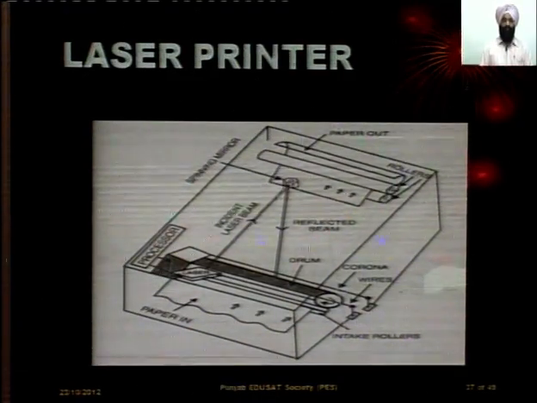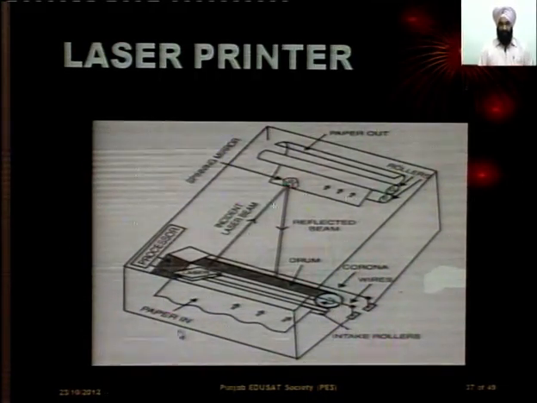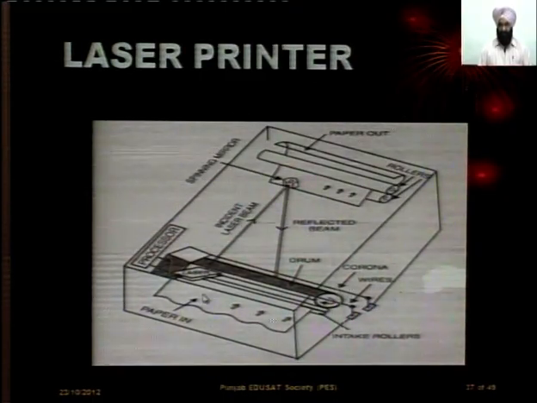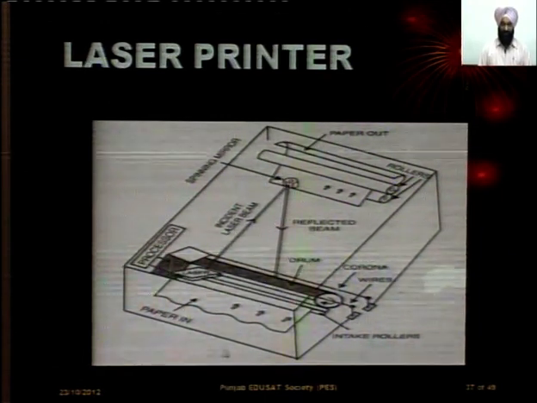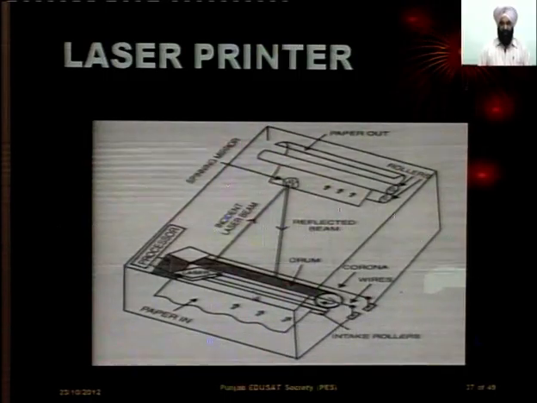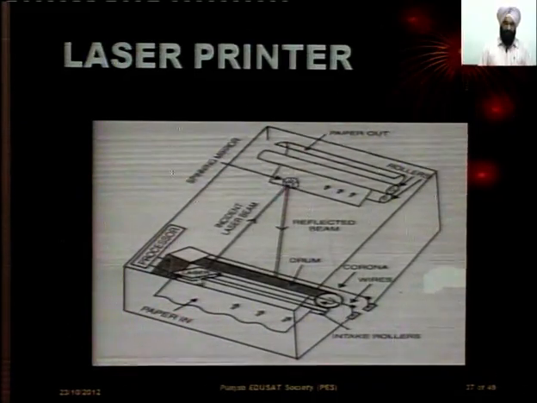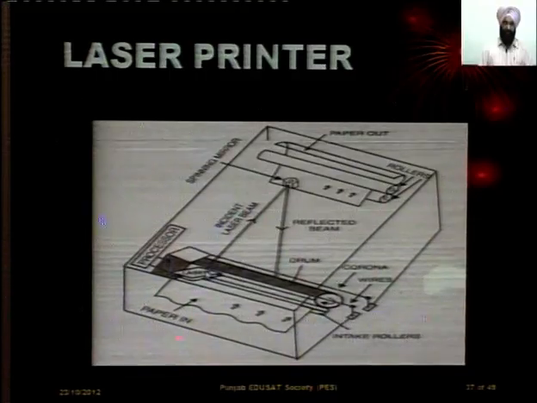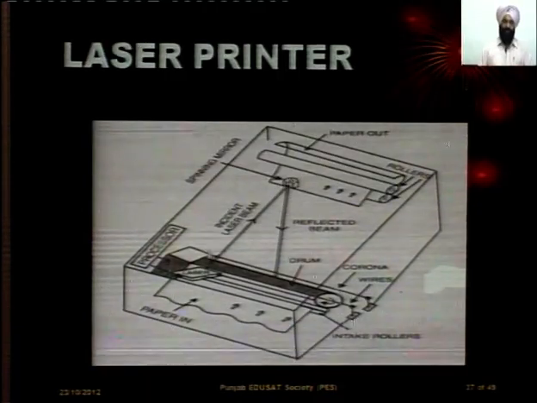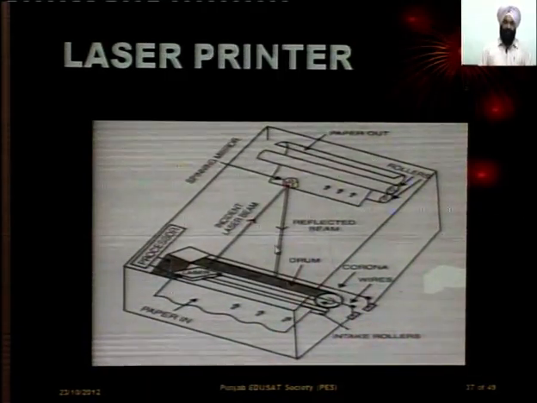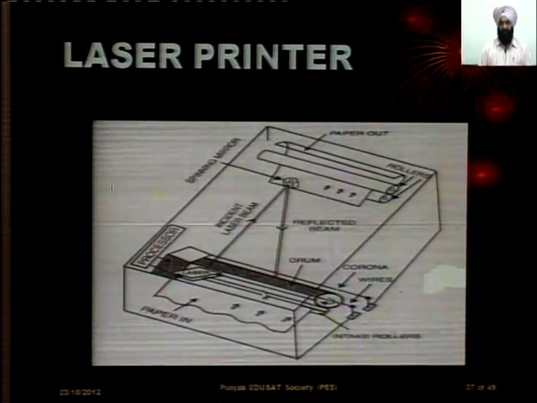This shows the construction of a laser printer. This is how the paper delivery is there. Paper goes in through this side, and it has the processor, and there is a drum. A laser beam is produced from this laser device. This is incident on this mirror. This incident laser beam, when reflected, comes on the drum, and this forms the image on the drum.